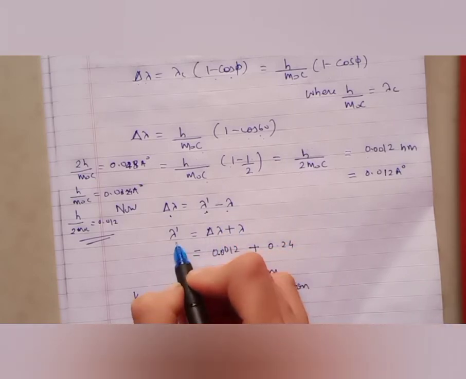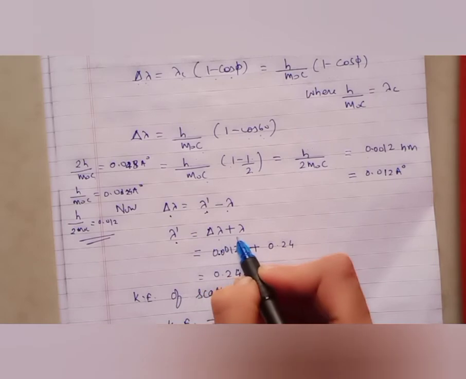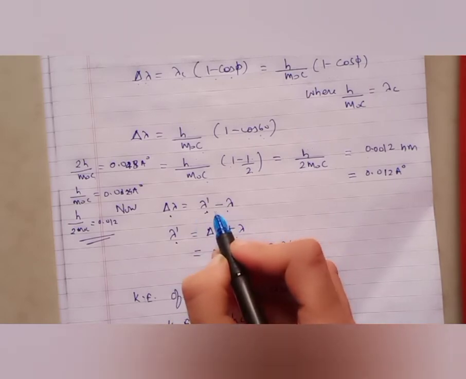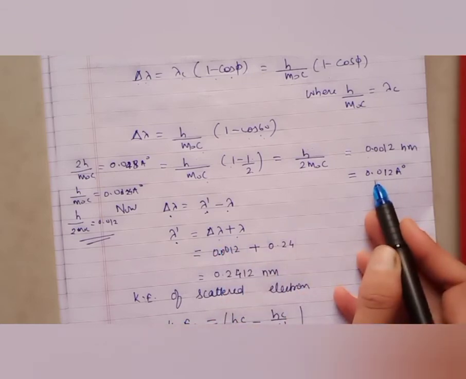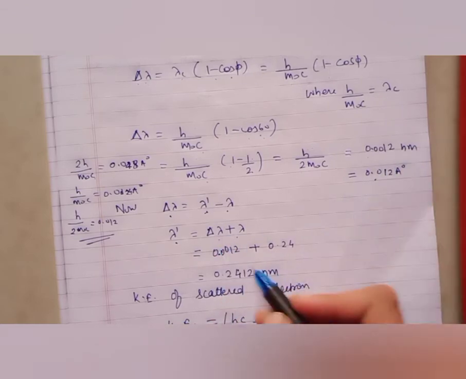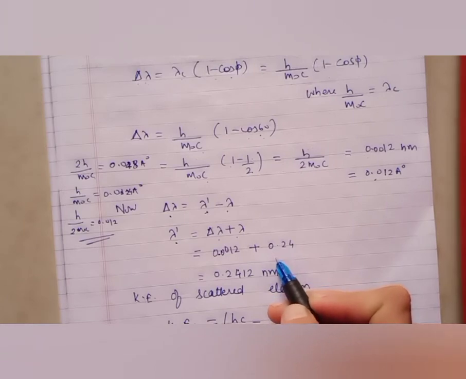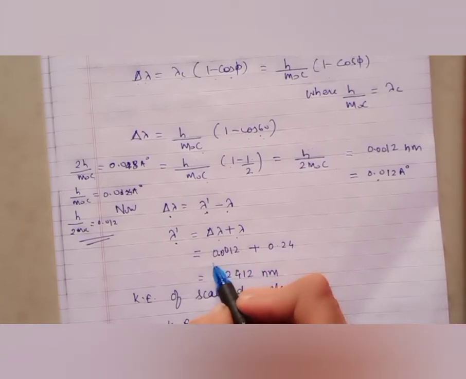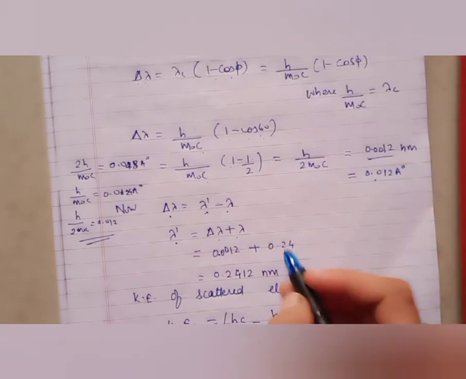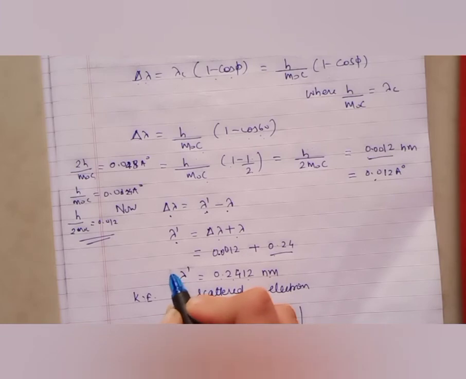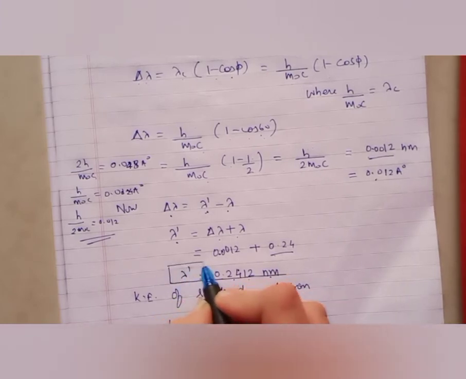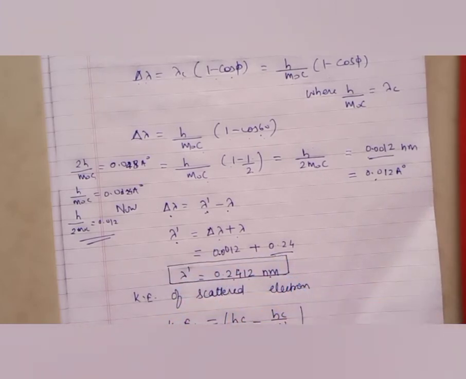Now we know that Compton shift delta lambda is lambda dash minus lambda. So lambda dash equals delta lambda plus lambda. I just shifted this term over here. So we got Compton shift 0.0012 nanometer, and lambda is given in the numerical as 0.24 nanometer. I am taking the value in nanometer only, because the value of lambda is given in nanometer. When we add this, we will get 0.2412 nanometer. That is the wavelength of scattered radiation.